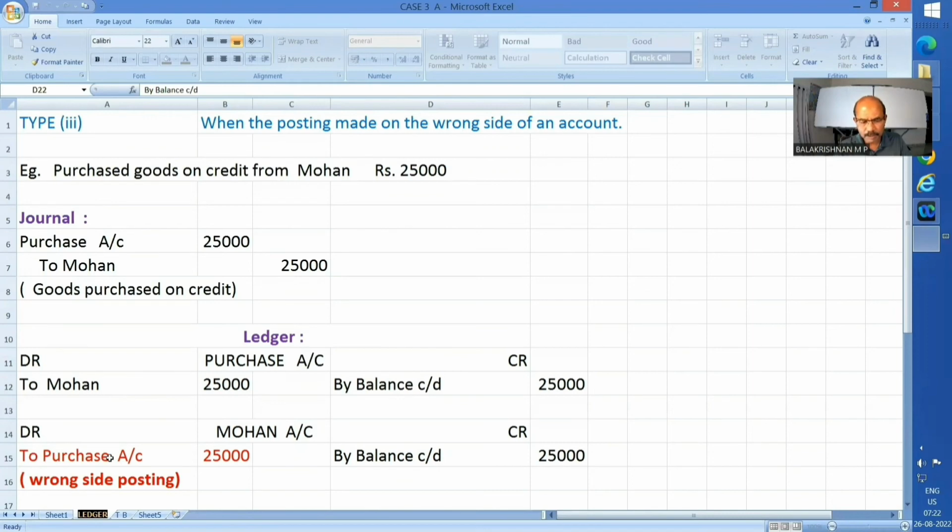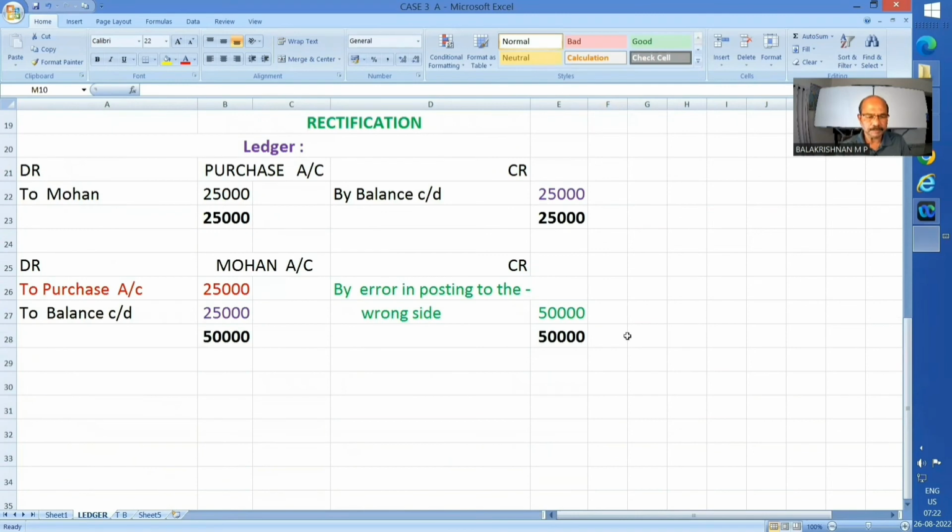Okay, obviously, the trial balance will not tally. I have already explained this to you. Now let us see how it is going to be rectified. Purchase account, anyway, no damage done. Mohan account has been unnecessarily debited with 25,000 instead of being credited. So the accountant has to show an entry. It's not a part of the journal entry, please mind it. He is just mentioning "by error in posting to the wrong side" and an amount of 50,000.